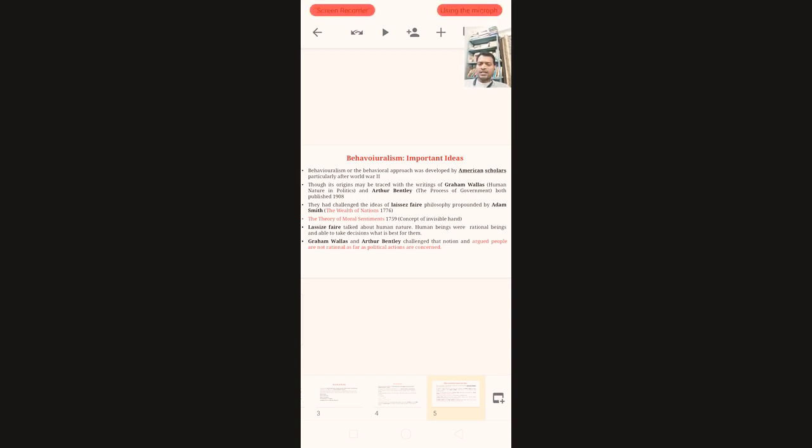But Graham Wallas and Arthur Bentley challenged that notion and argued people are not that rational as far as political actions are concerned. It means people are not taking decisions or behaving rationally in relation to their political actions. And this was the most important reason this world community, world society, could not prevent these world wars.